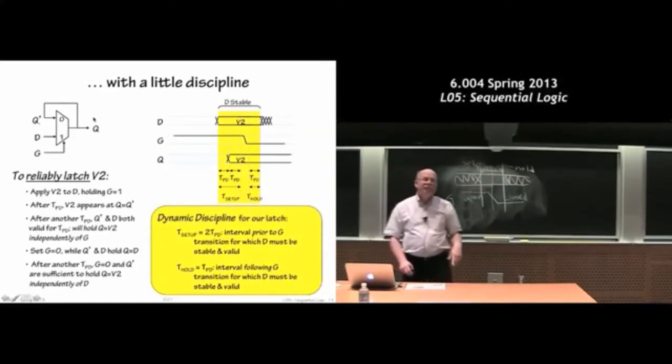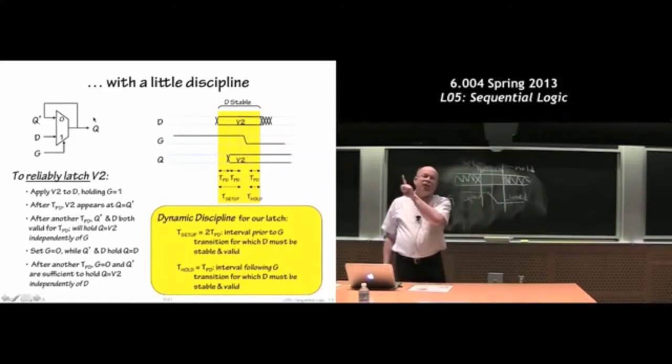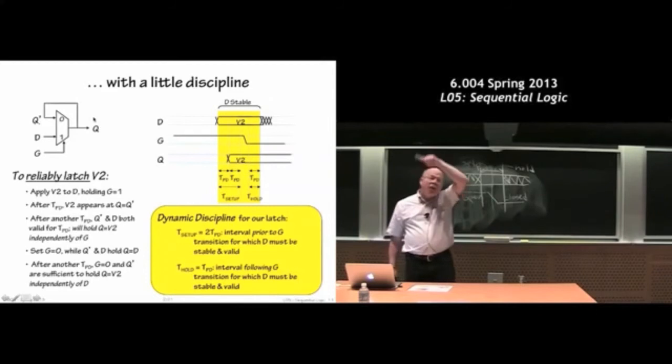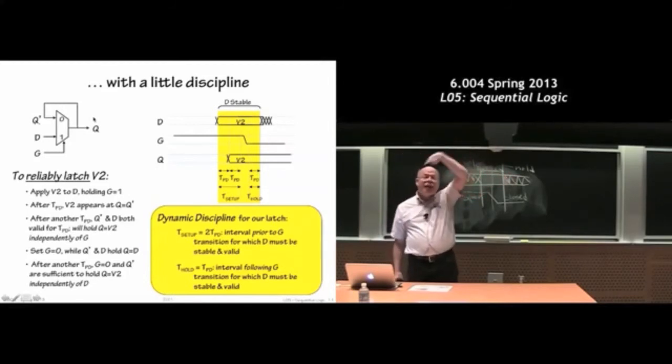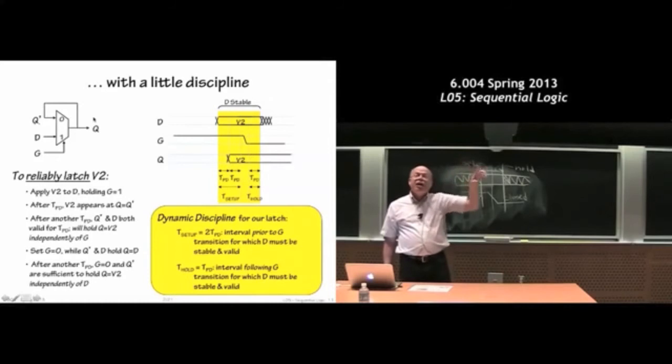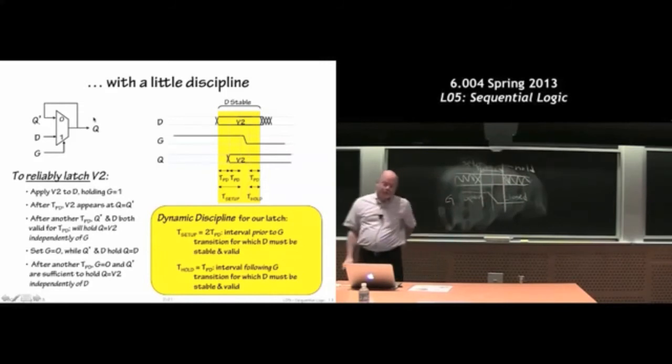Yes? But by the same token, why does T hold only have to be TPD and not another TPD? Because once G is 0, once that's propagated through the circuit, now the Q output reflects the fact that G is 0, which means our positive feedback loop is in place stably, reliably. We don't have to wait again. Before, we had both the D to output and then Q prime to output. That's what was the two-pass thing. Here we only have a single pass of G through the circuit, and now we're all set. Now we're in positive feedback mode.